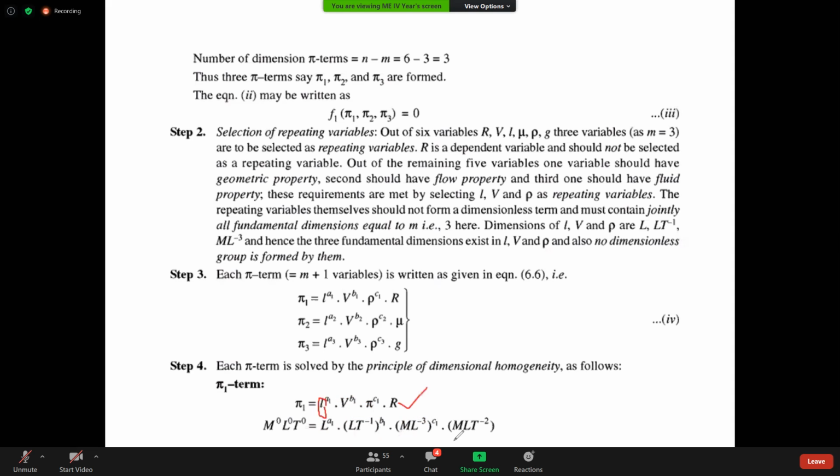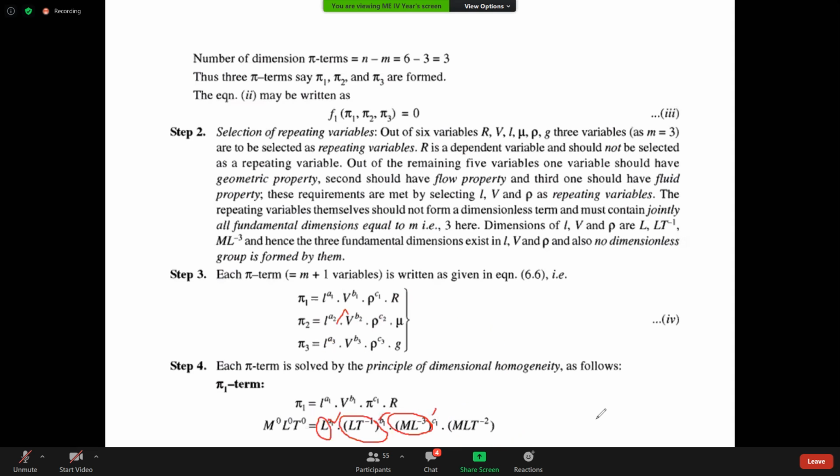Next, R is nothing but resistance. Here it's a force. Force is nothing but mass into acceleration. So M L T power minus 2. What we have written are the fundamental dimensions of the given equations. This will be repeated for all 3 cases. Whatever I highlighted will be repeated in all cases, but the constants will change: A1, B1, C1, then A2, B2, C2, A3, B3, C3. Only this will be changing.